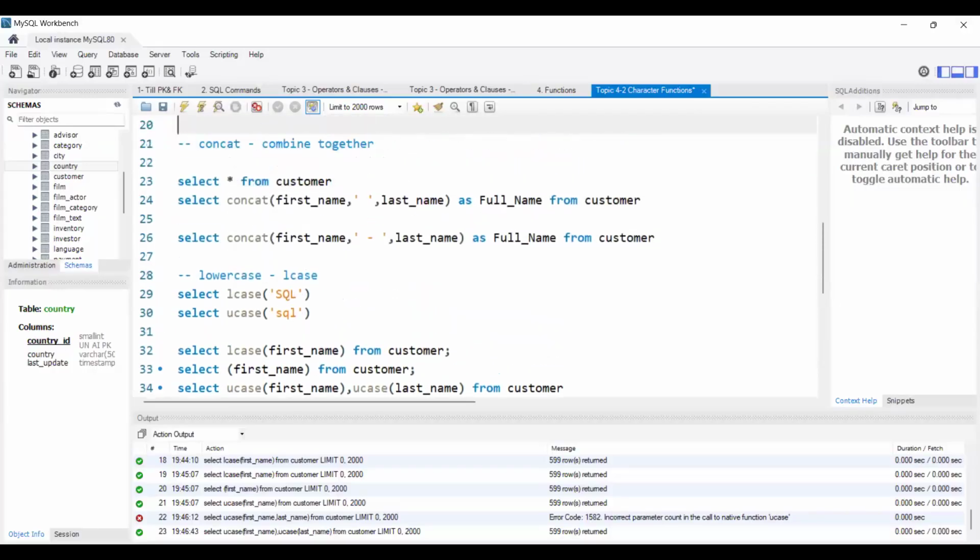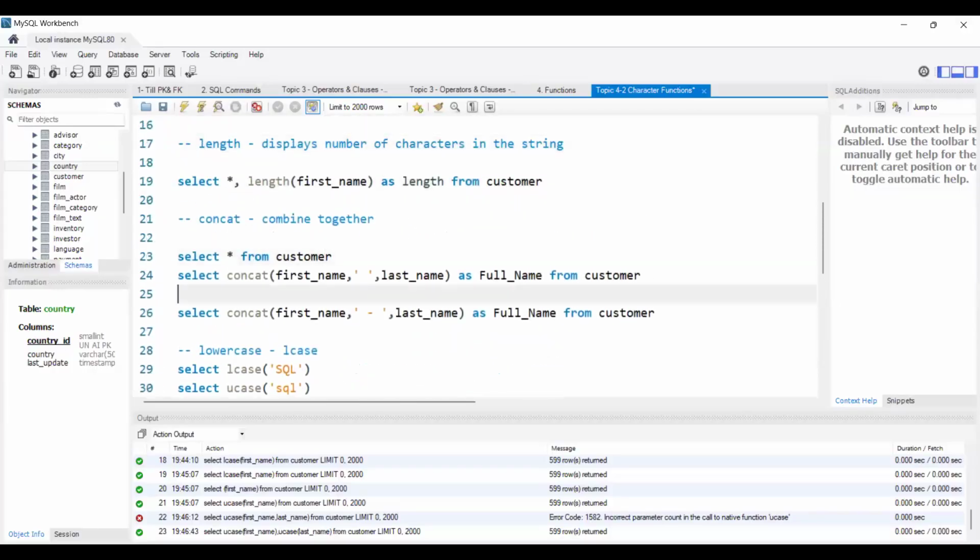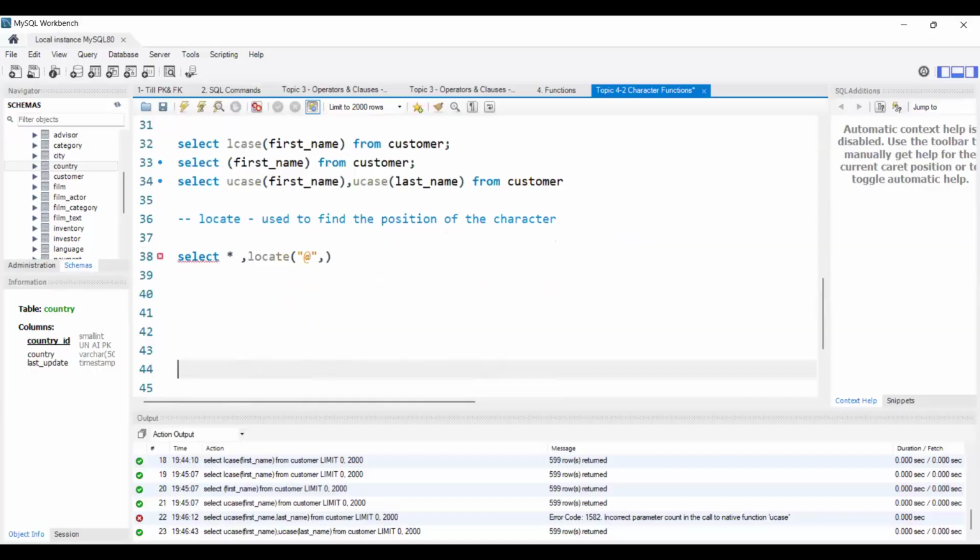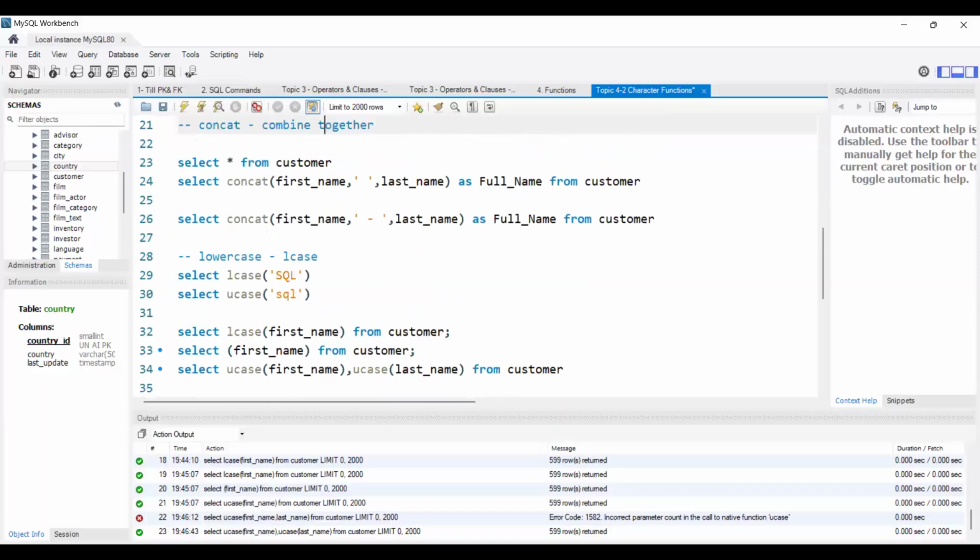Does the position start from 0 or from 1? What I mean is, does the position start from 0 or from 1? Just a minute.